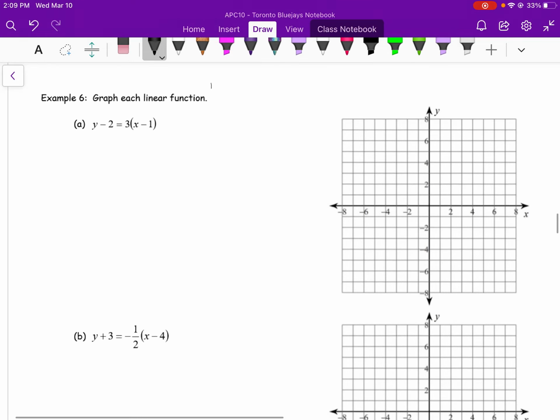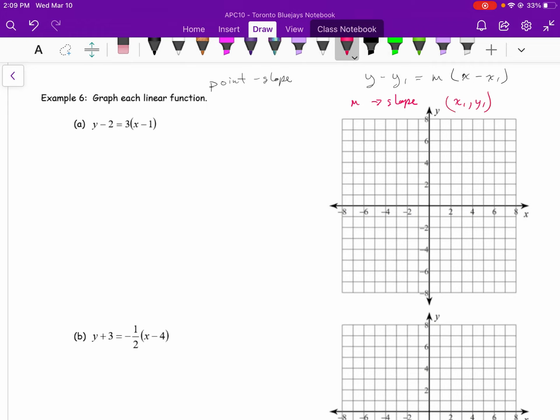By the way, what is this thing called? It's called the point-slope form, or the slope-point form, I forget. And I believe it is y minus y1 is equal to m(x minus x1). So why do we write this? Well, very simply, m is the slope. x1, y1 is a point.